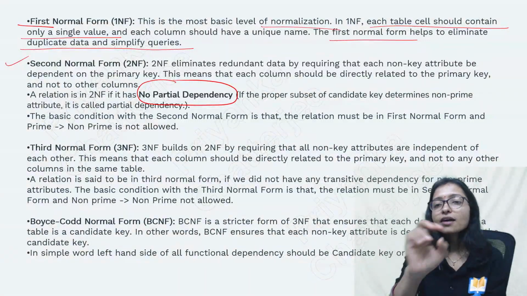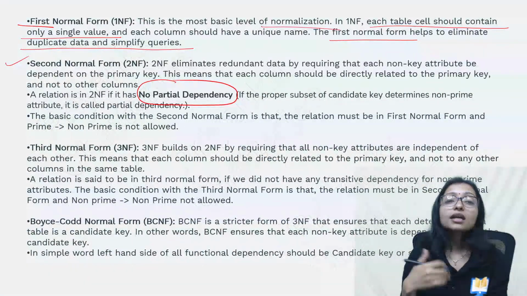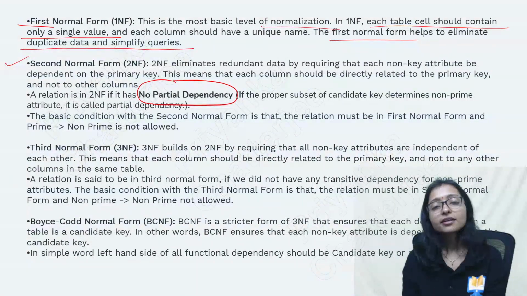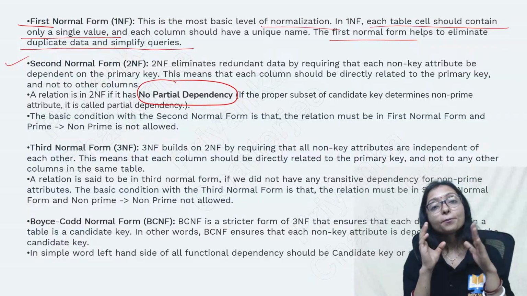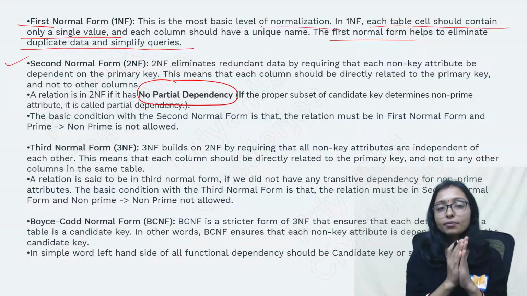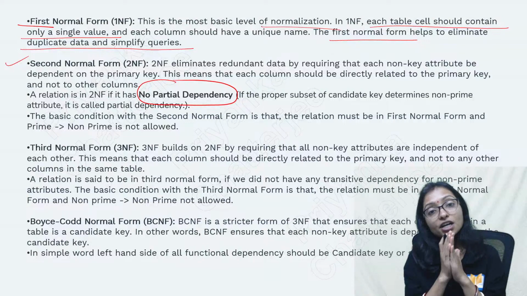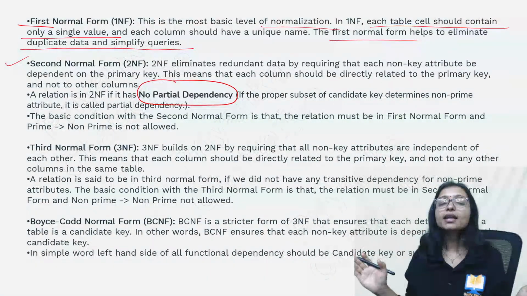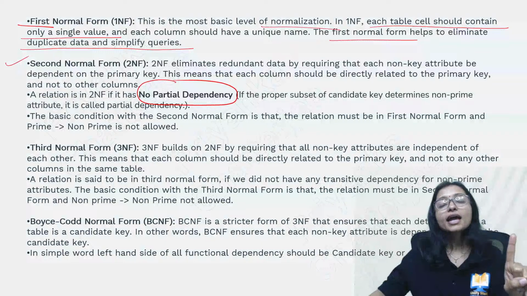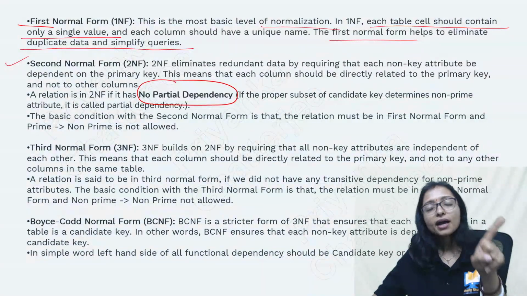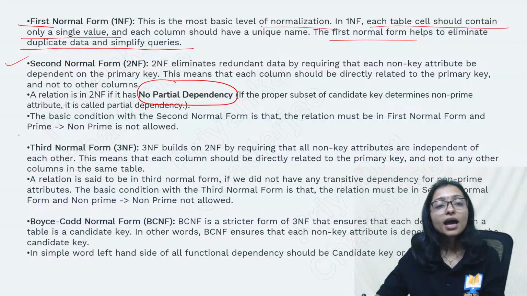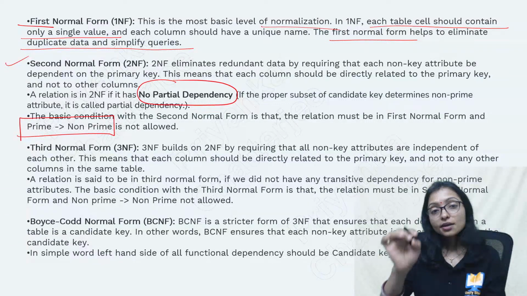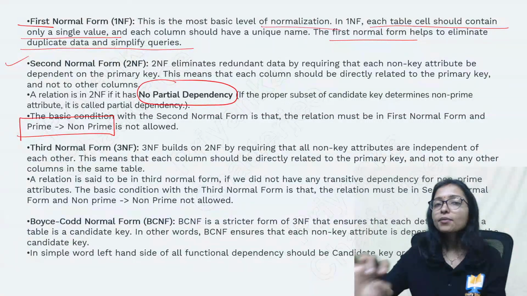For this you have to know candidate key. What is candidate key? And after candidate key, what are the prime attribute and non-prime attribute? Any partial dependency is not allowed, meaning part of a candidate key cannot determine any other non-prime attribute. Prime to non-prime is not allowed here. Just remember the keywords. After that I am coming to the example.